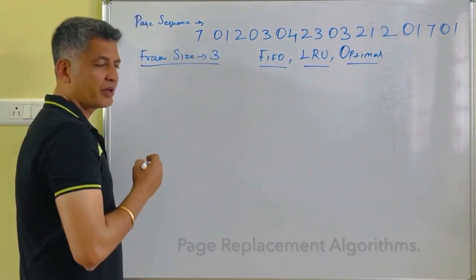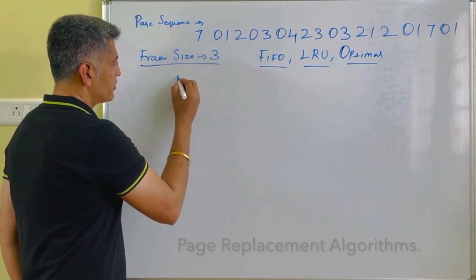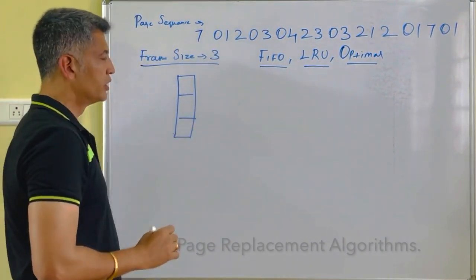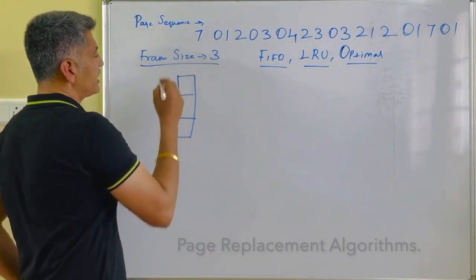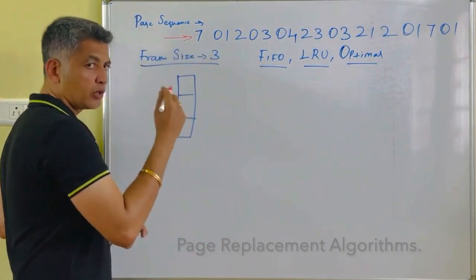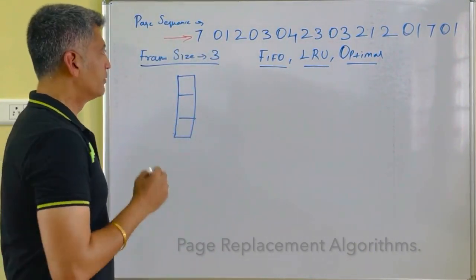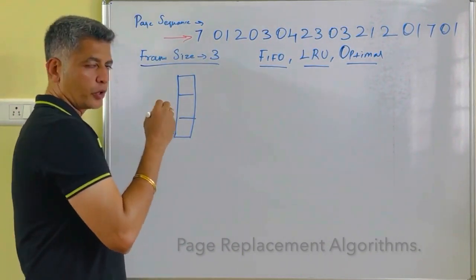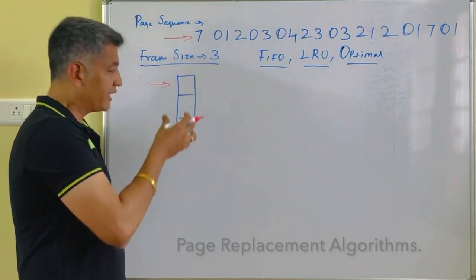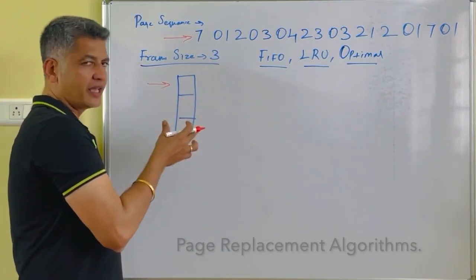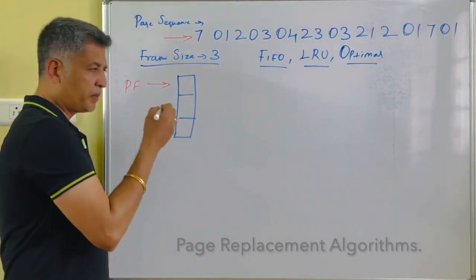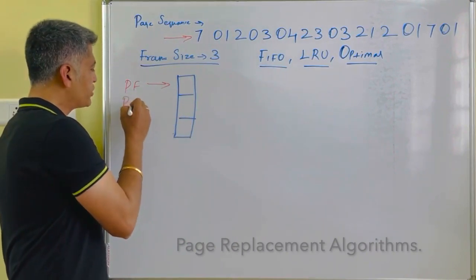My frame size is 3, so the frame size is 3 here. First in first out means, this is the sequence, the number of pages required for a particular process to complete. Every time during process execution, the operating system will verify whether the required page is there in the frame or not. If the required page is not there in the frame, that is called a page fault. If the required page is there in the frame, that is called a page hit.